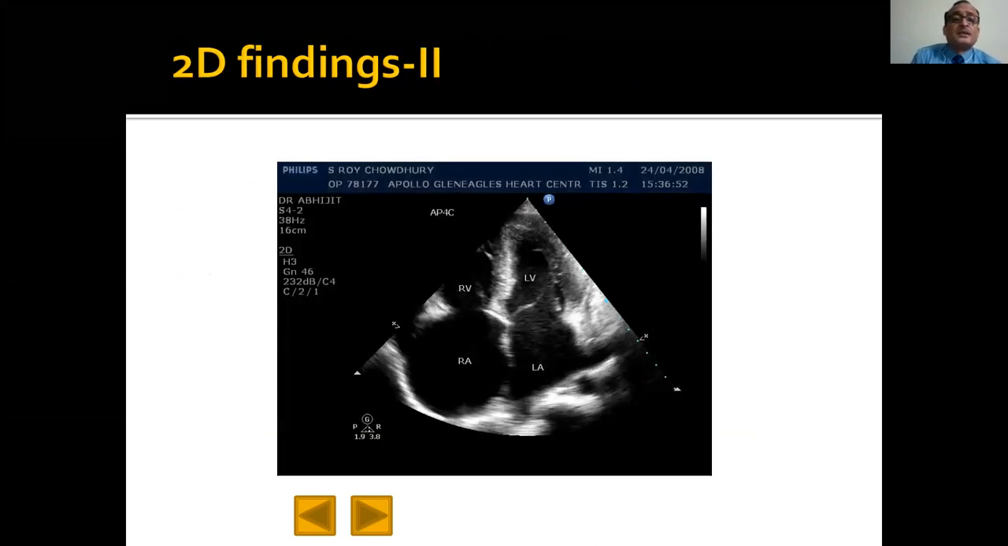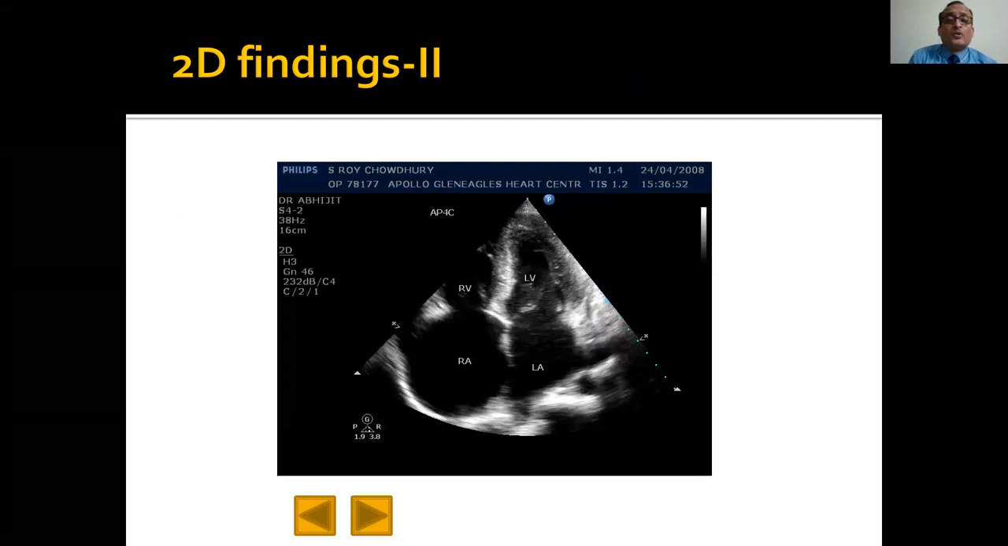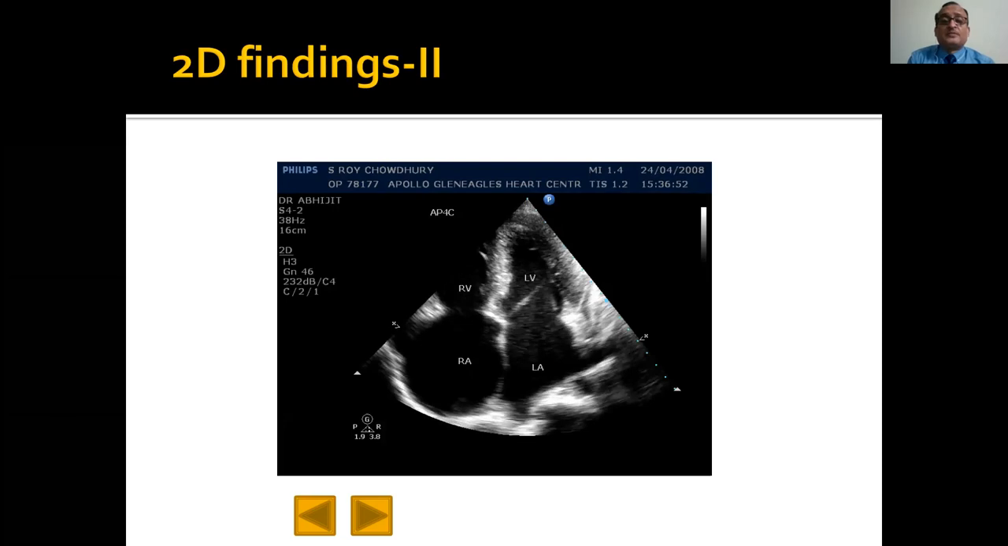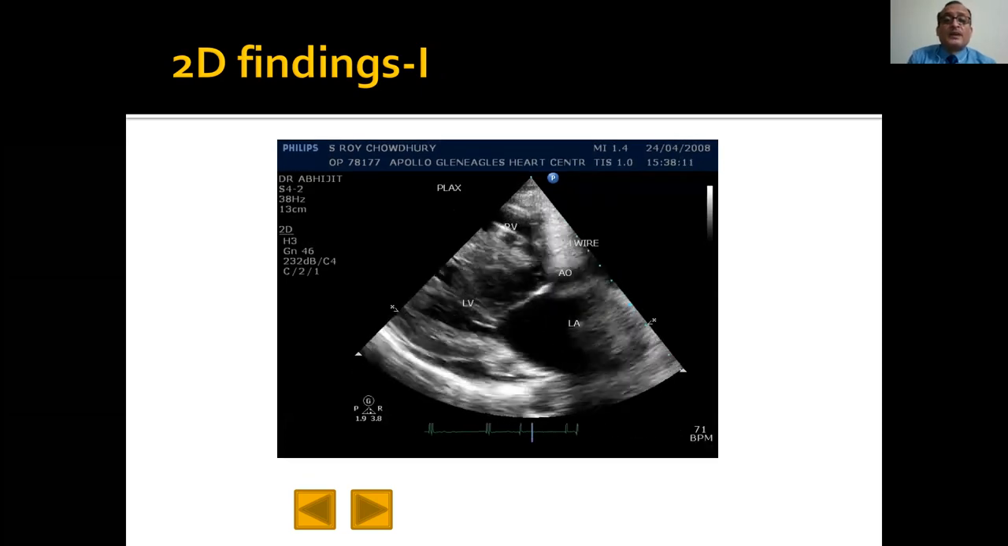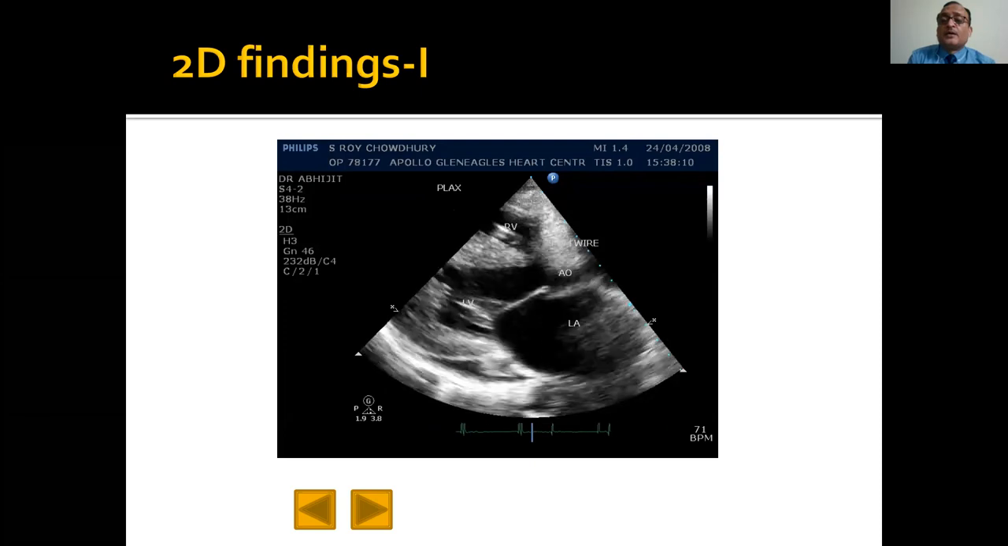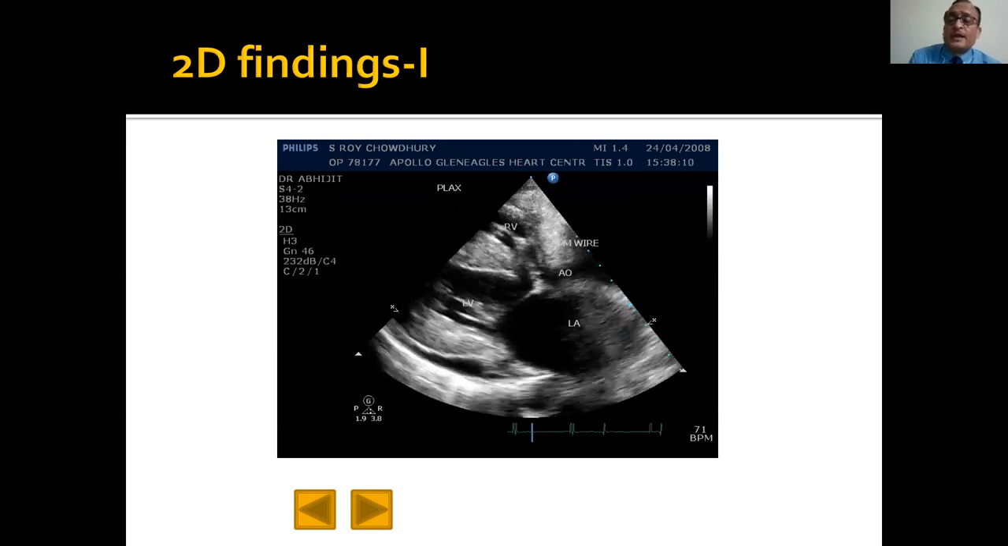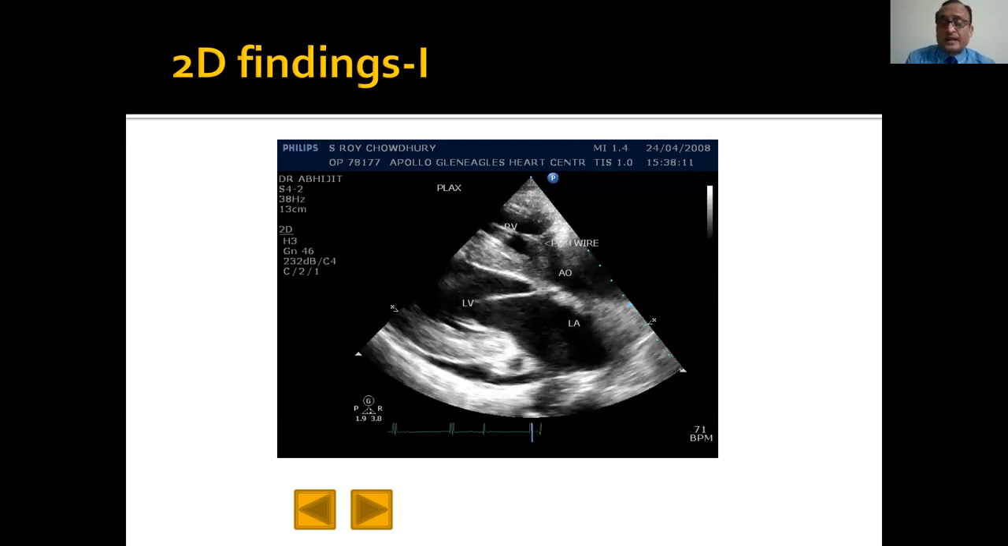This is a patient who was a 28-year-old IT engineer. He has got biatrial enlargement and small ventricles with good systolic function. He also had a pacemaker wire in the right ventricle. Conduction abnormalities are very common, and he died of intractable ascites.